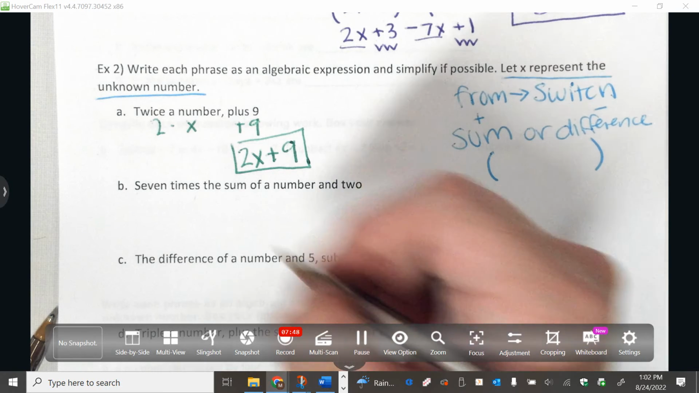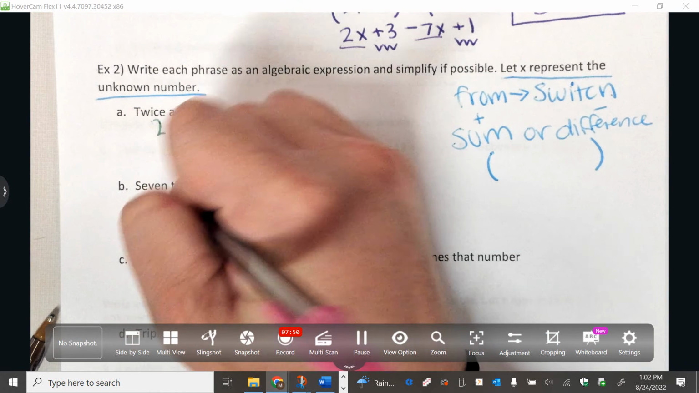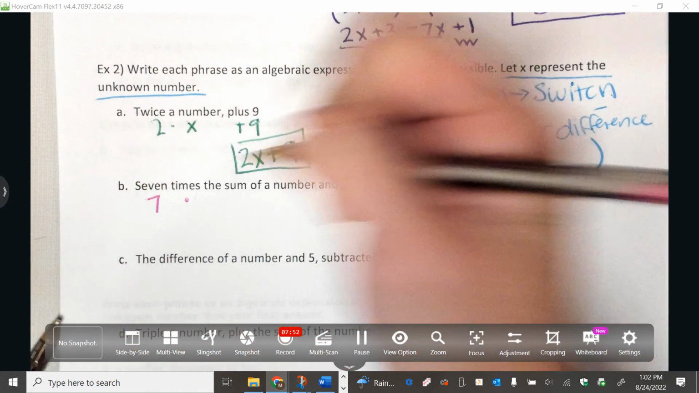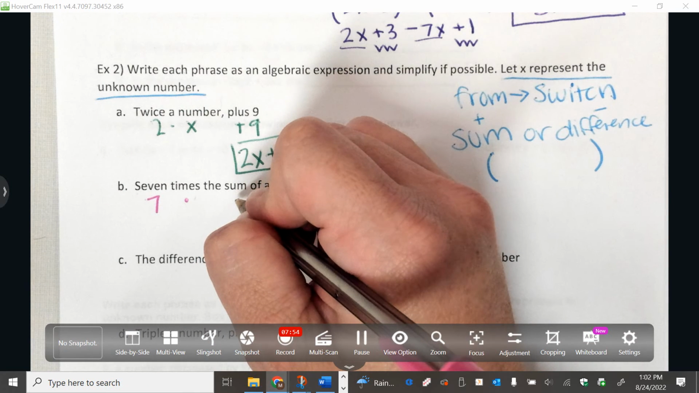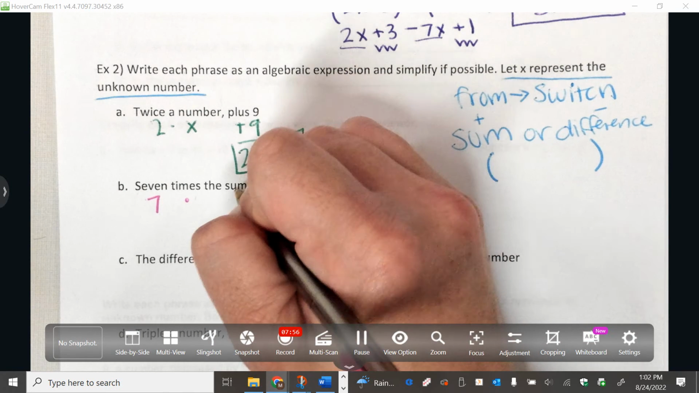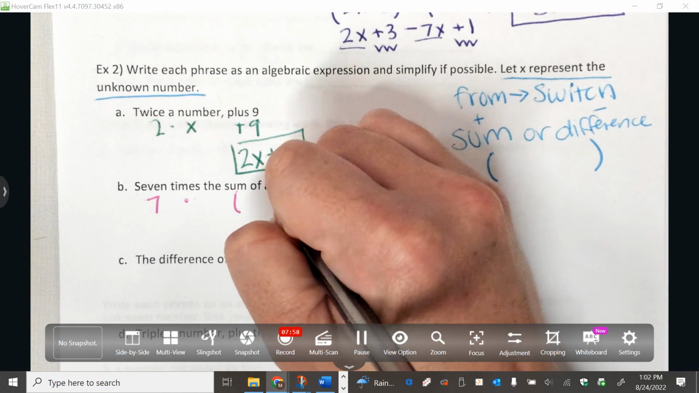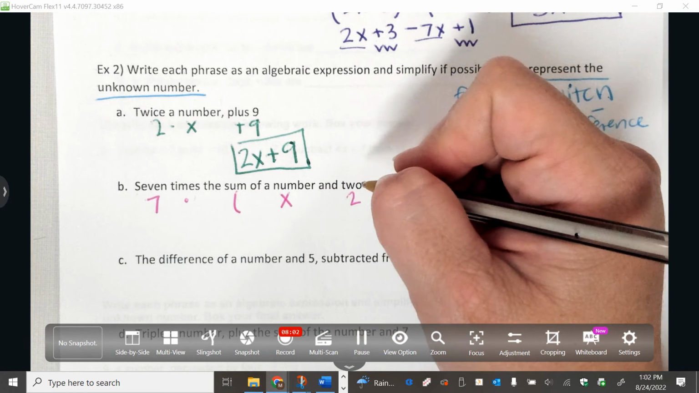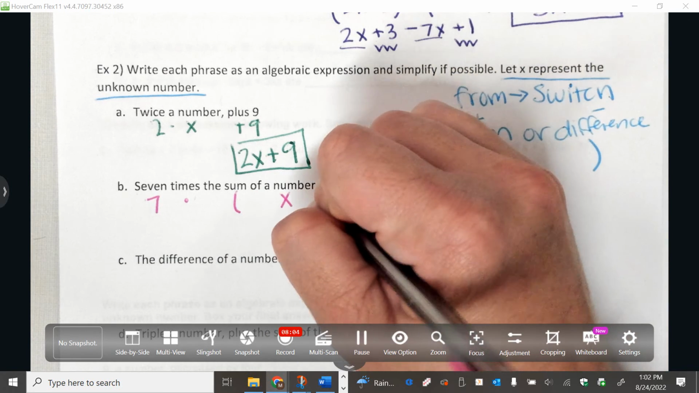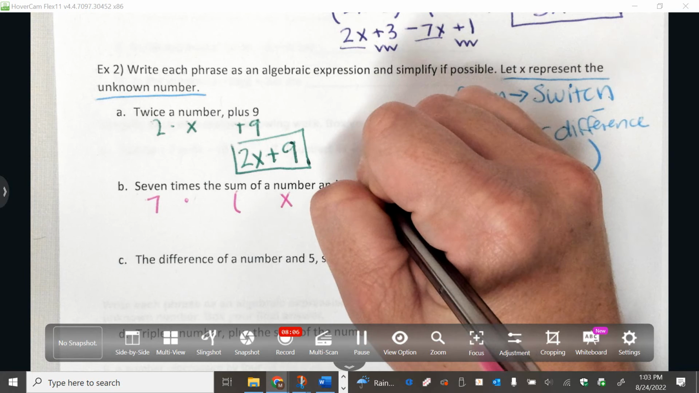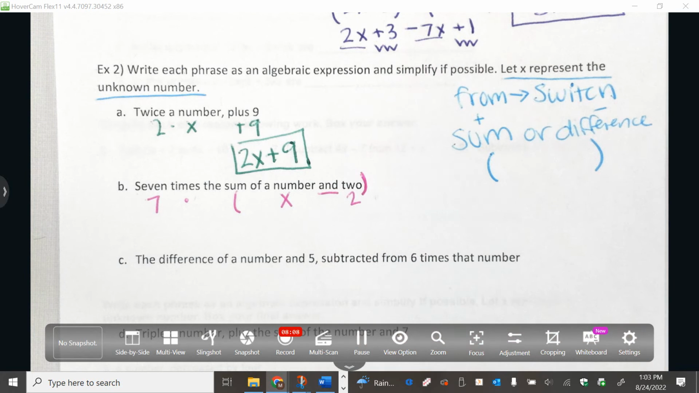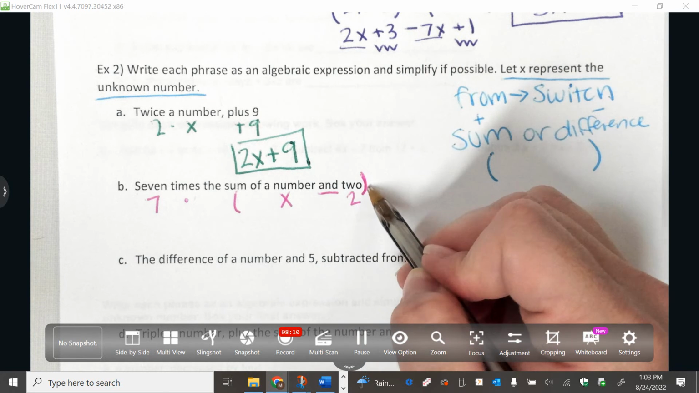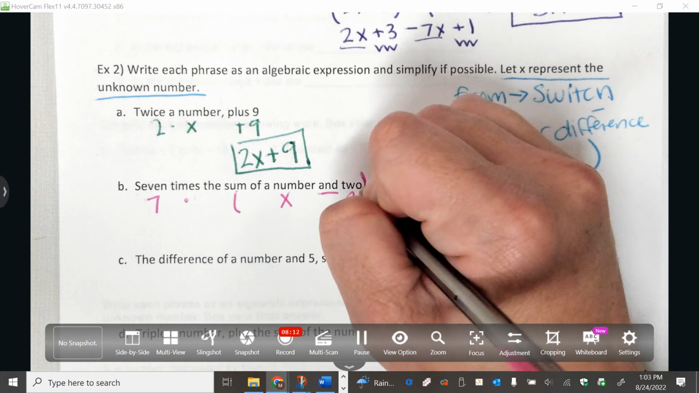Okay, this one says 7 times, which means multiply, the sum. What did I say to put every time you see that? Parentheses. A number we don't know, so x and 2. Now, you always know when to close your parentheses. When you see an and, it's whatever comes after the and. So see how it said and 2, so after the 2, I close my parentheses.